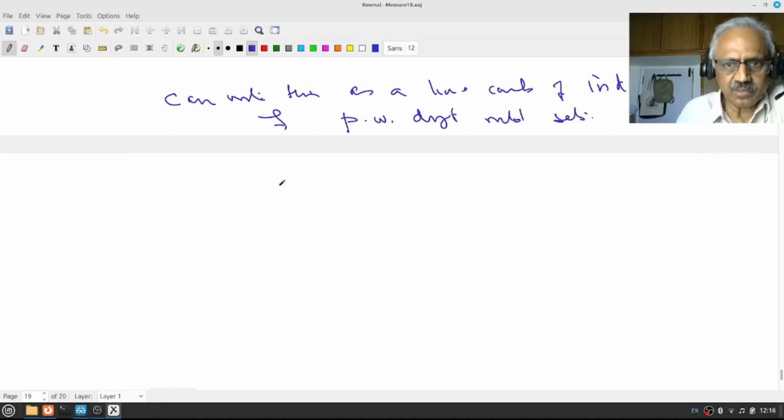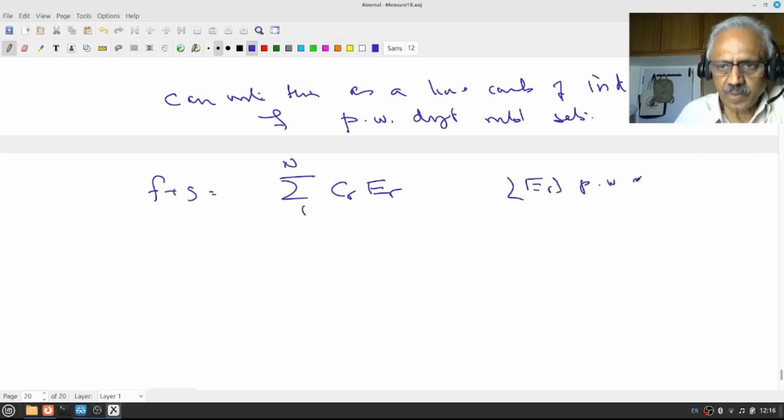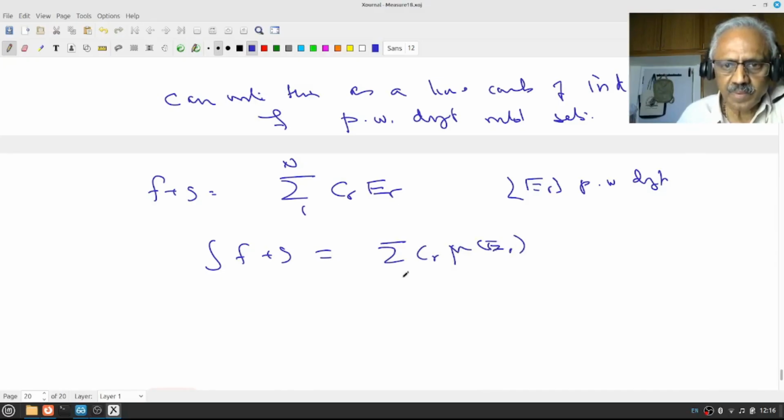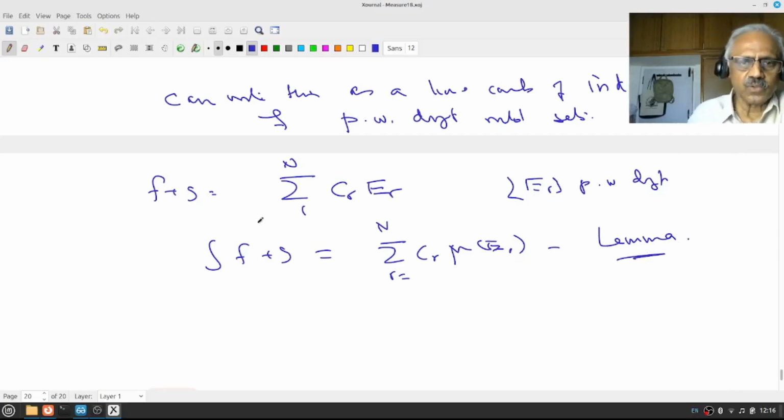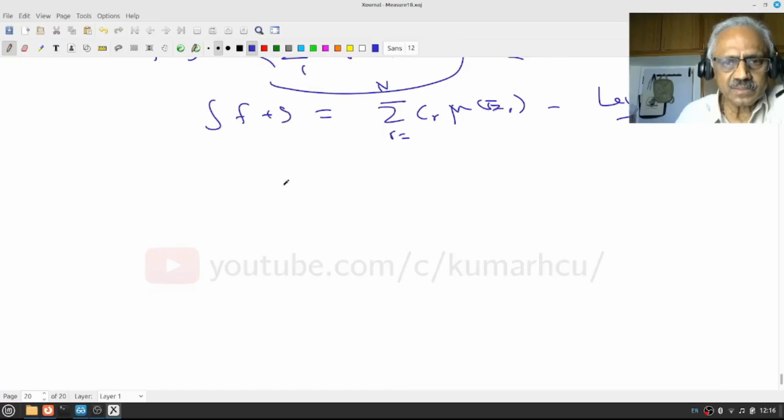Suppose, let us not worry about what it is. Suppose I write it as c_r, r equal to 1 to n. My f plus g is this. The E_r are pairwise disjoint. Then I know integral f plus g, we had already seen this, is nothing other than c_r times mu of E_r. This is by the lemma. So somehow I have to find this. How will I find this?